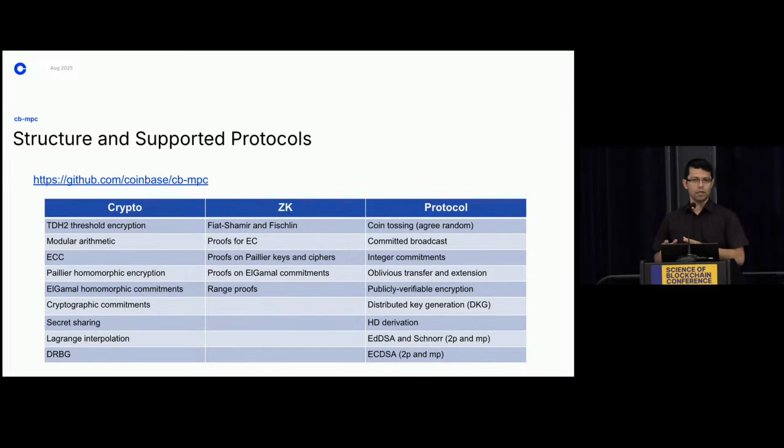At the third layer, we have our protocol layer, which includes things like distributed coin tossing to generate a secure random number, committed group broadcast and also pairwise broadcast, integer commitment, OT and OT extension, and publicly verifiable encryption. We also have both two-party and multi-party DKG. We have an MPC-friendly way of deriving keys for HD wallets.